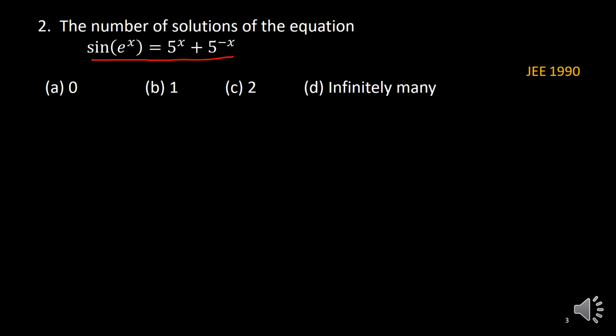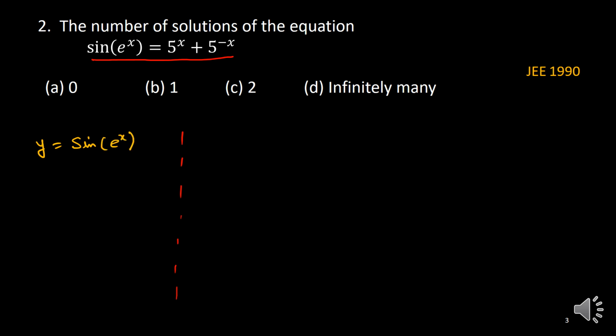Again, we will take a similar approach. We will first try to find the range. If there is some overlapping, then only is there a chance to get solutions. So I'll consider two equations, for the left-hand side and the right-hand side.